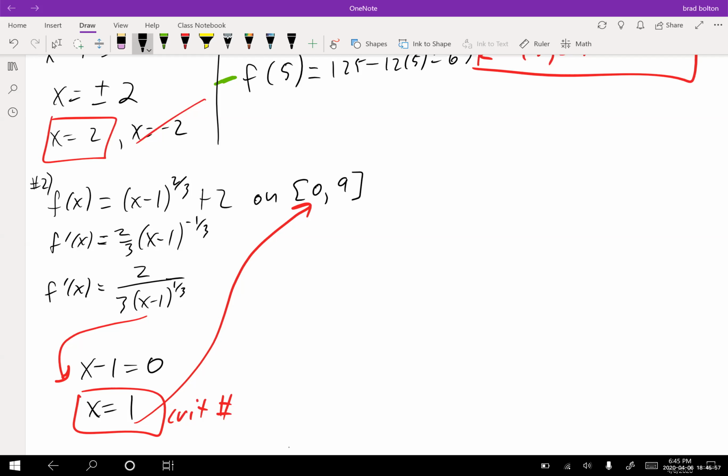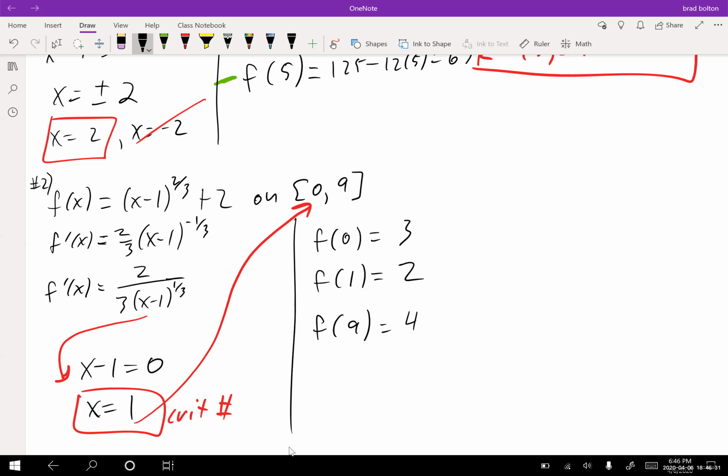Okay, and we have 2 endpoints. So all we're going to do is f of 0, f of 1, and f of 9. Should be pretty straightforward. When you plug 0 in, you get negative 1 squared would be 1, cubed would be 1, plus 2 would be 3. We get 3 right there. When I plug 1 in, I get 0, plus 2 would be 2. And then when I plug in 9, I get 8, cube rooted would be 2, squared would be 4, plus 2 would be 6. Oops, you know what, since I didn't skip all those, this is 6, I believe.